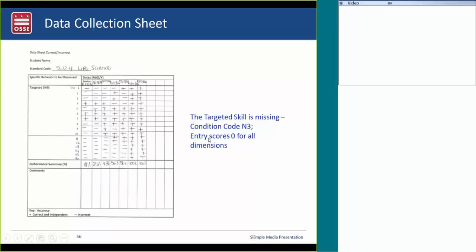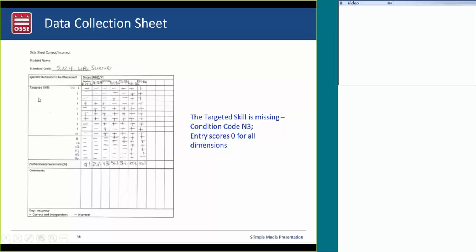So condition code of N3, the entry score is 0. I can't score the entry because I don't know what I'm scoring. It's not good enough to go back to the entry cover sheet and say, oh, they just forgot the targeted skill.